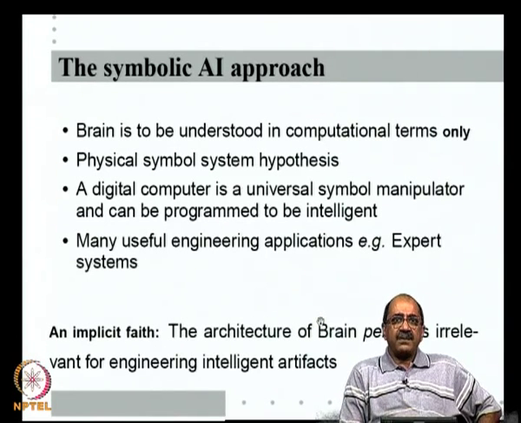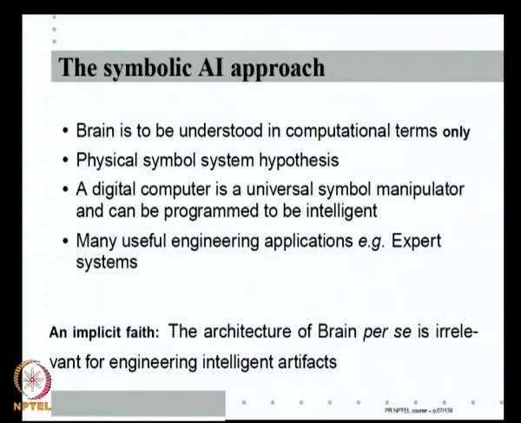But something that characterizes the symbolic AI approach is the faith, the dogma, the theory, the hypothesis, whatever you want to call it, which says that the architecture of the brain per se is irrelevant for engineering intelligent artifacts. That the specific architecture of the brain is some accident of evolution. So, it is not necessary that such an architecture is needed for intelligent behavior. We are discussing it only to contrast with neural networks. We are not saying right or wrong or which is better, those are unnecessary philosophical debates.